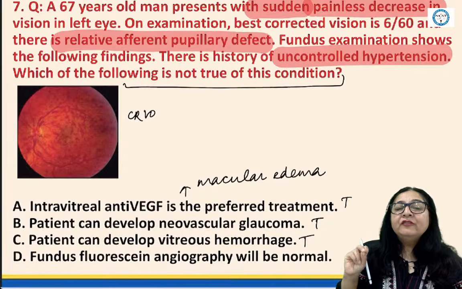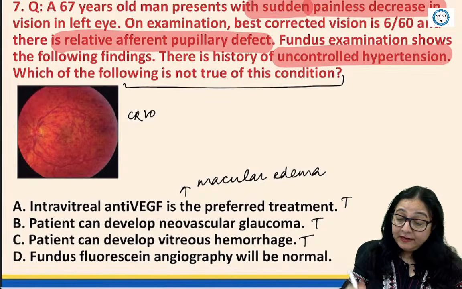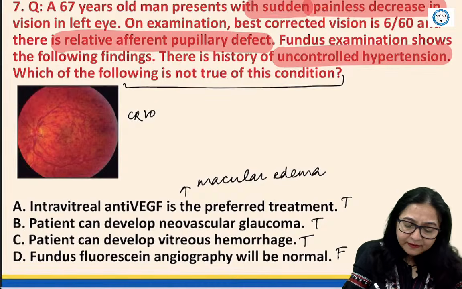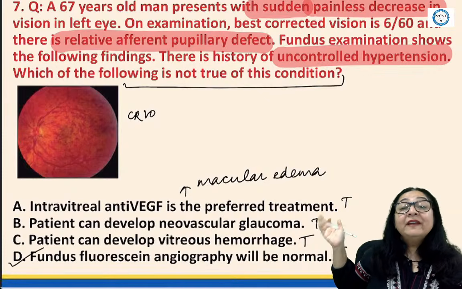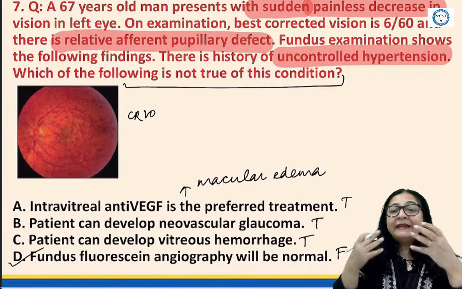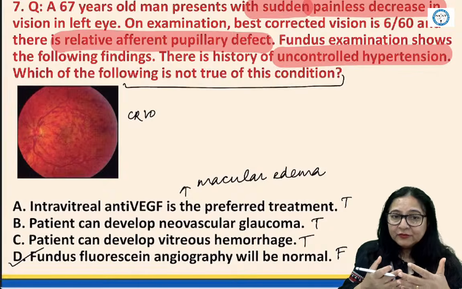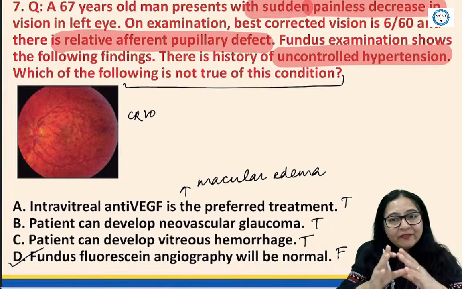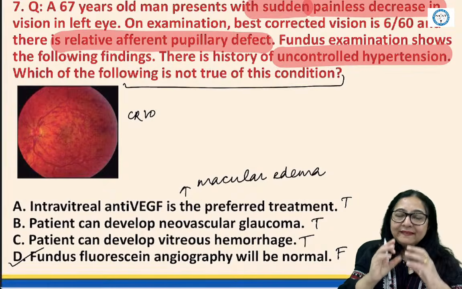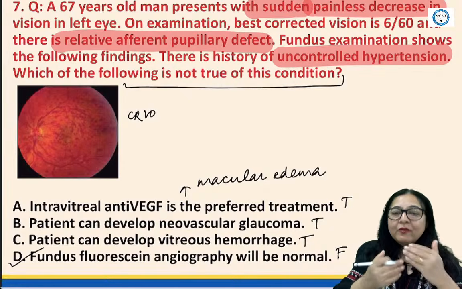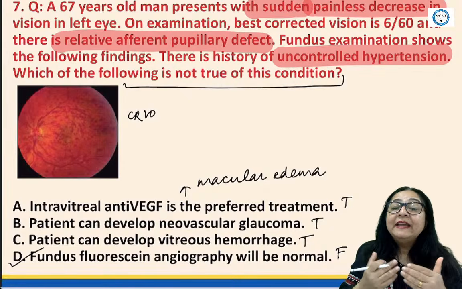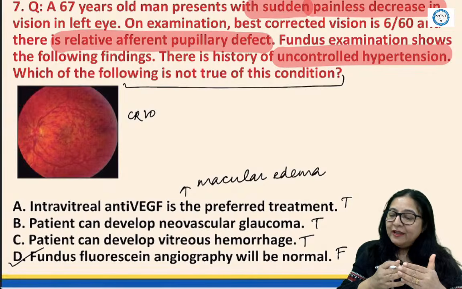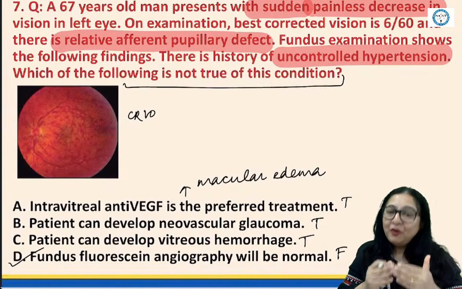Fundus fluorescein angiography will be normal. Now this is a false statement, okay? Because there is a vein occlusion. So the retinal vein is occluded, so obviously the angiography will not be normal. You will see that the blood flow in the vein is delayed because of the occlusion. So that will not be normal.